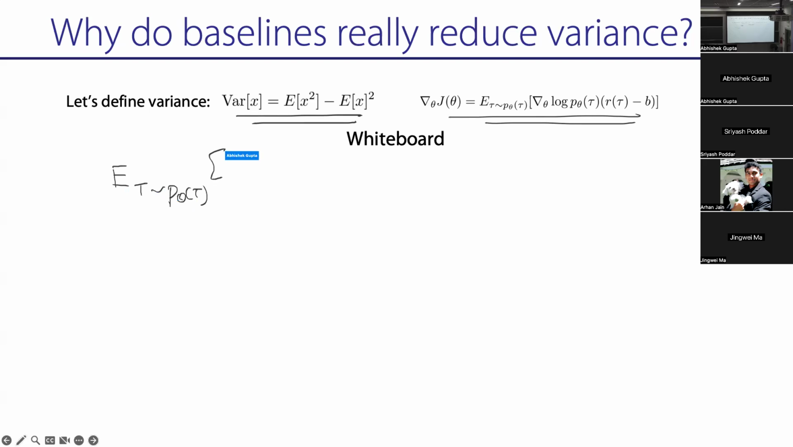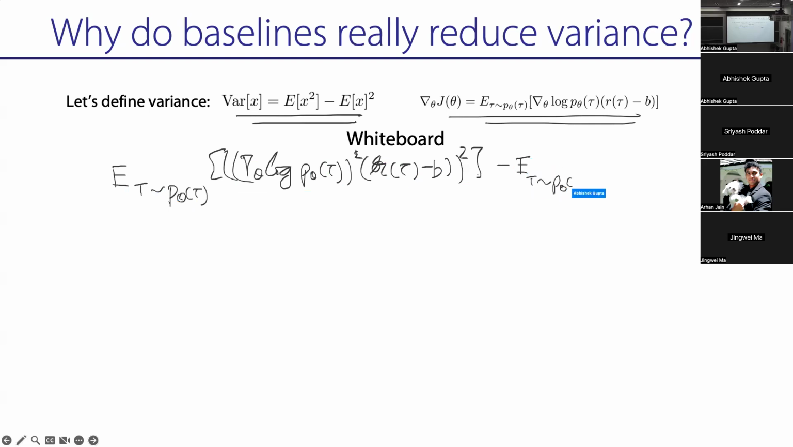You're going to have expectation of grad theta log p theta of tau, squared, times r of tau minus b, the whole squared, minus expectation. What should this be? Good. Okay. R of tau minus b, and then you just have squared here. Okay, right?